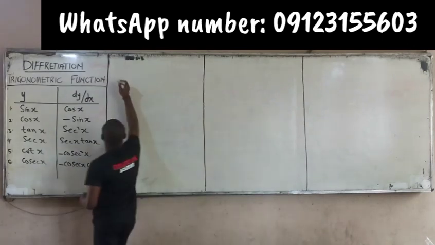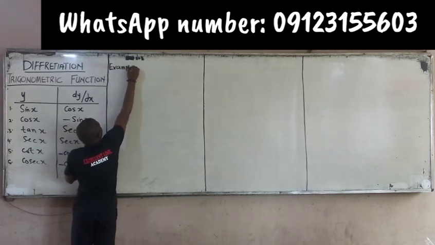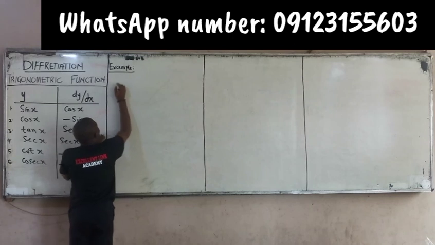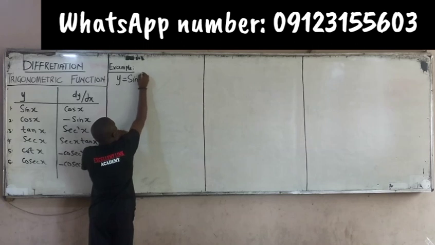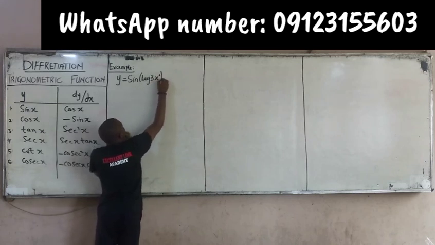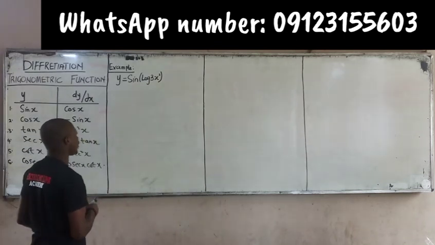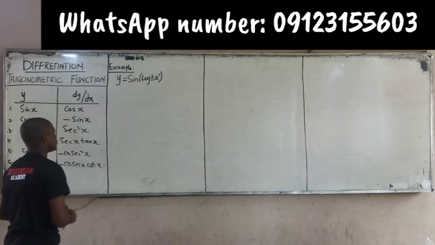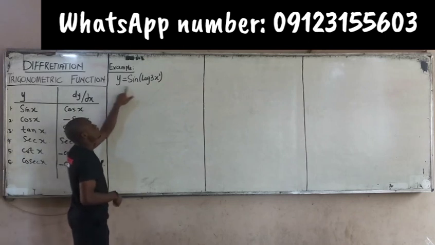Let's say example 1. Let's say I have y is equal to sin of log 3x squared, right? Let's say y is equal to sin of log 3x squared. I'm told to differentiate this, right? So what is my first task here? First of all, I'm differentiating what with what? I'm differentiating y with respect to x, right?